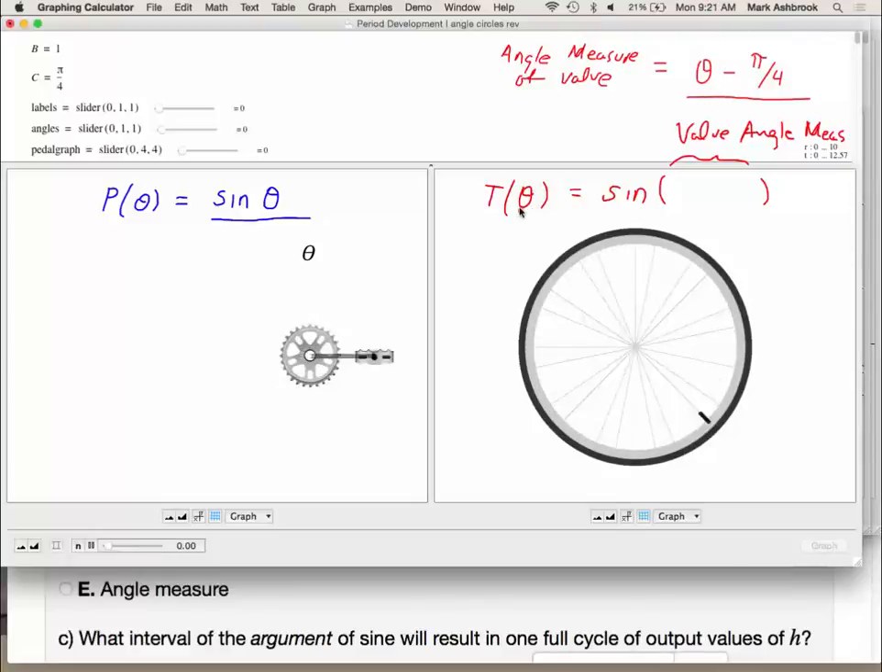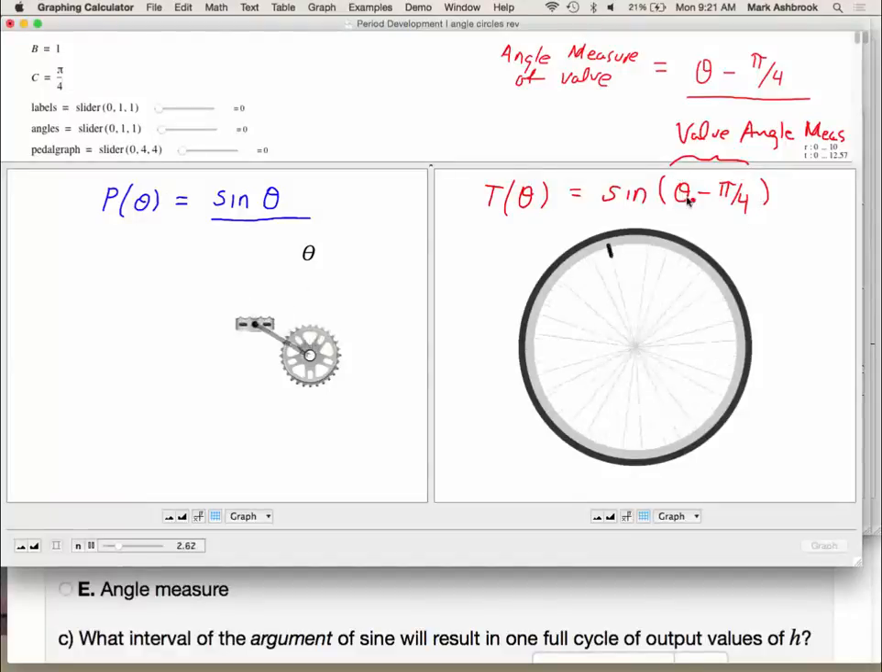But now the input of the function is the pedal angle, right? So the input of the function is the pedal angle. But if we want the valve vertical position, we need an expression for the valve angle measure, but that's what we found up here, right? That's what we found right here. So the valve angle measure, which is always pi/4 behind the pedal angle measure.